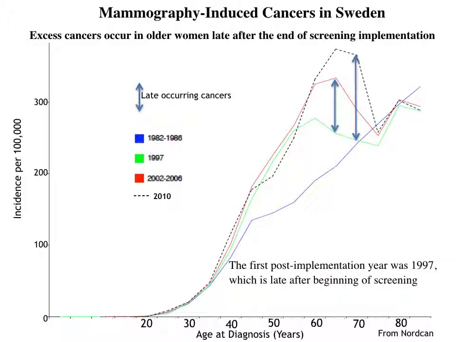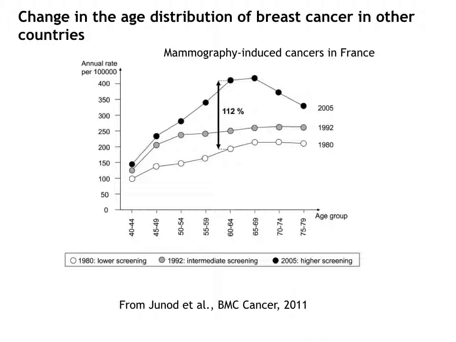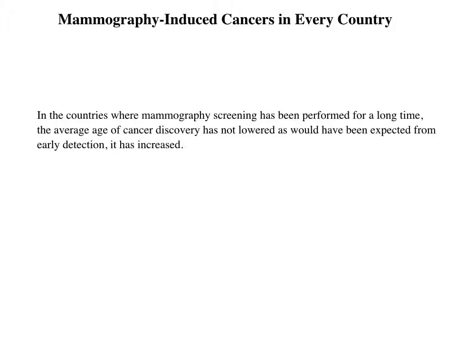In Sweden, 1997 was the year of the end of the last wave of screening implementation. After 1997, an increasing excess of cancers occurred in older women. In France, where screening has been established progressively, one can see that between 1992 and 2005, excess cancers occurred mainly in older women. These findings can be extended to other countries.